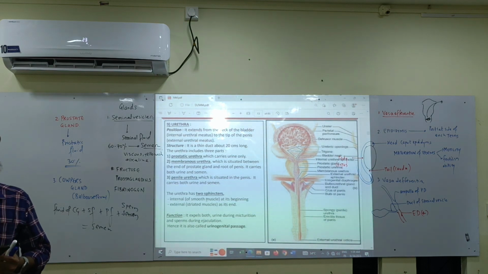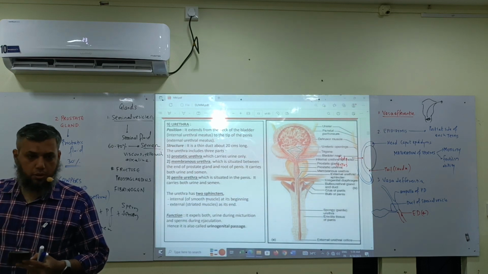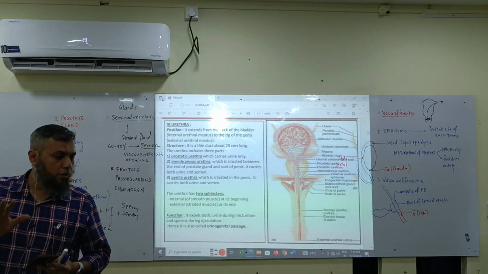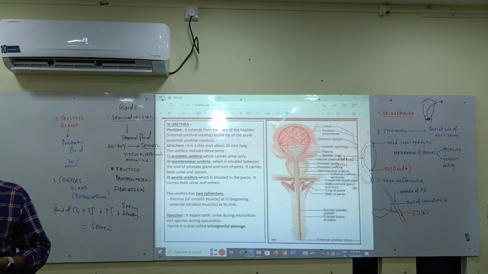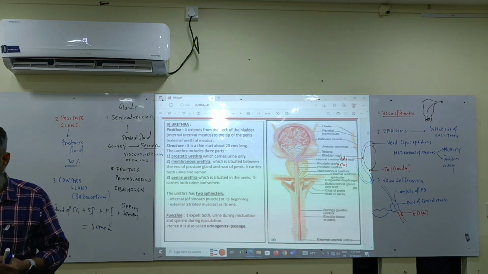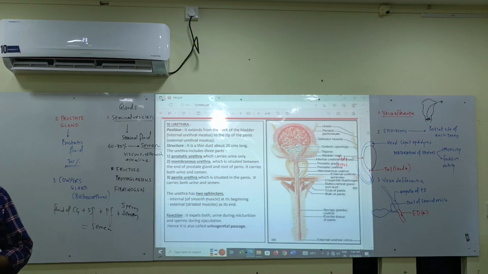Of which, for normal fertility, if you call a normal male fertile, that children can be born to him, at least 60% of the sperm must have normal shape and size, and for that at least 40% of them must show vigorous motility.